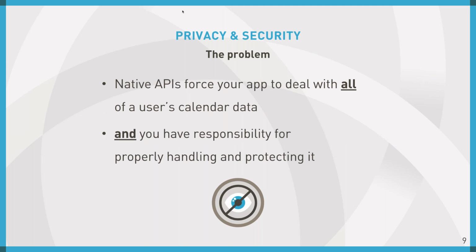Now the third issue, and this one is really huge, is that of privacy and security. The way things are now is that if a user grants access to your HR application, you can then see everything that they have in their calendar. So who they're meeting, where and when, and this is usually much more information than your app really needs.